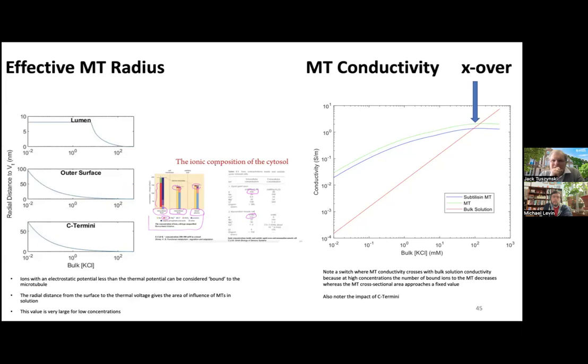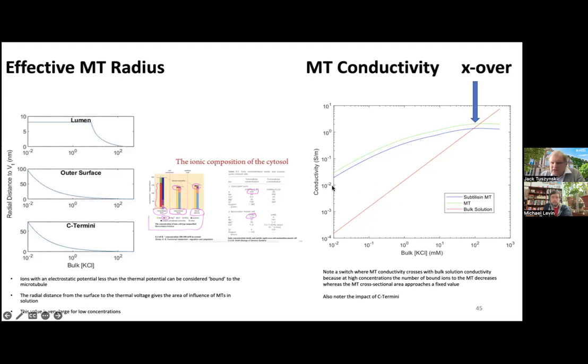From that you can calculate the conductivity, and you can see here in the right hand side panel, the red straight line is the conductivity of the solution itself as a function of concentration of potassium ions.